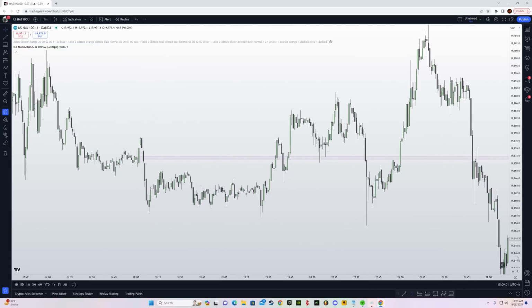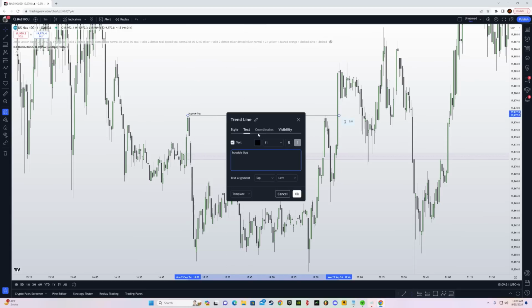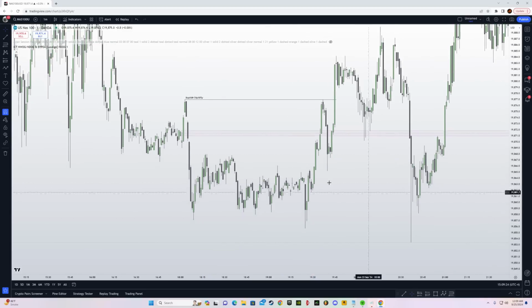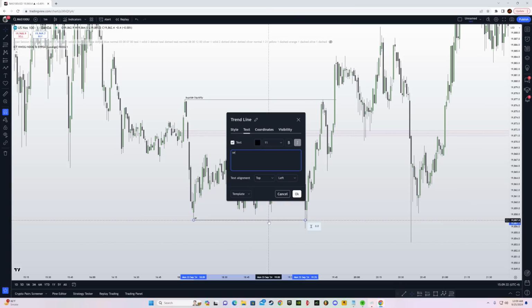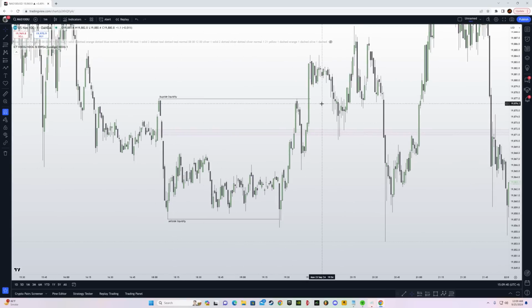So notice what happens here. This is the opening gap from 1659 to 18, when you get the new day's opening gap. And then you can clearly see price goes up and engineers buy side liquidity. I'm just going to mark this out. This is buy side liquidity. And then you can see that we go below and engineer sell side liquidity. That happened today. So we have our buy side and sell side liquidity.